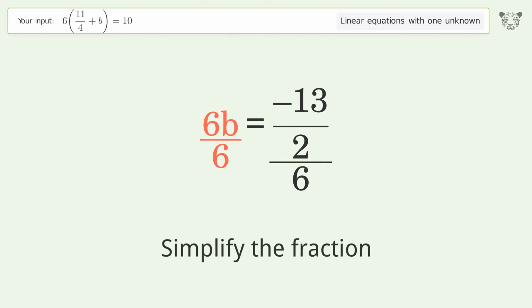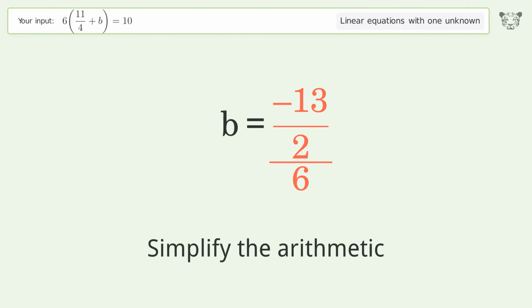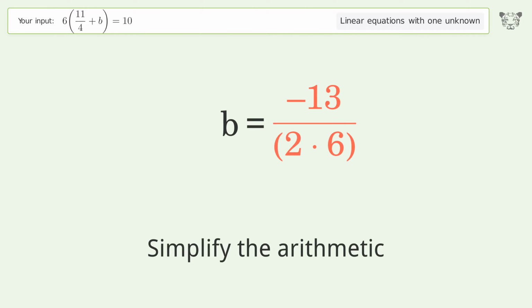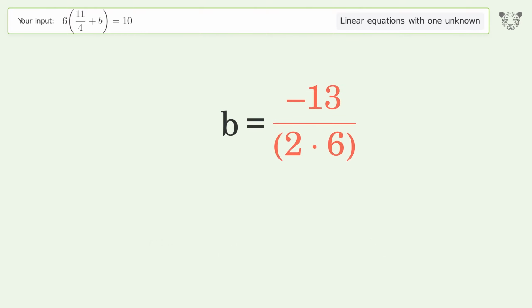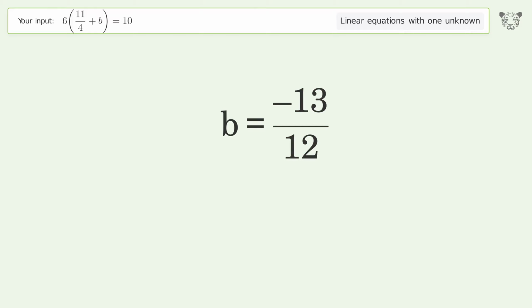Simplify the fraction. Simplify the arithmetic. And so the final result is b equals -13/12.